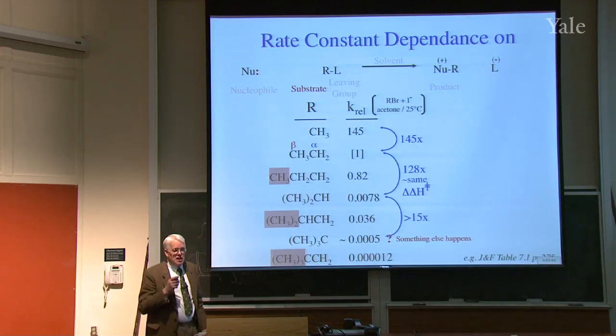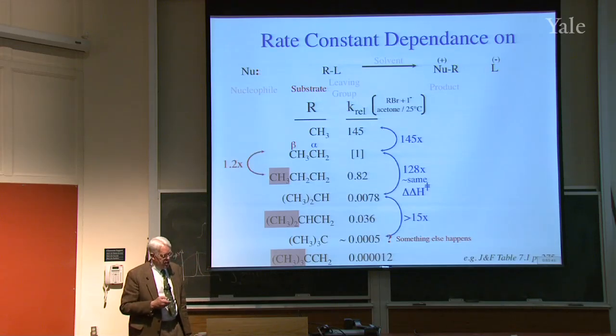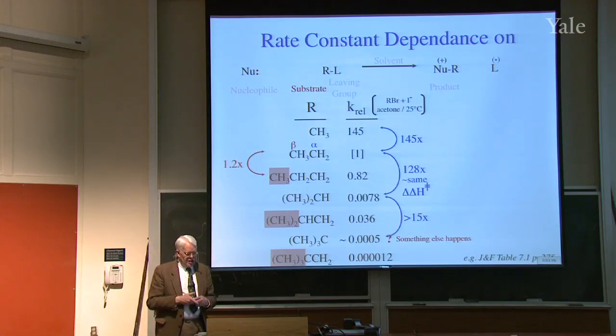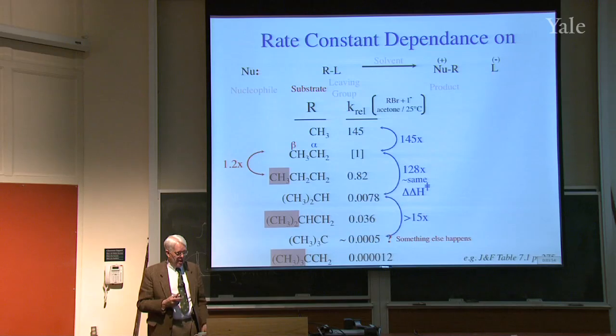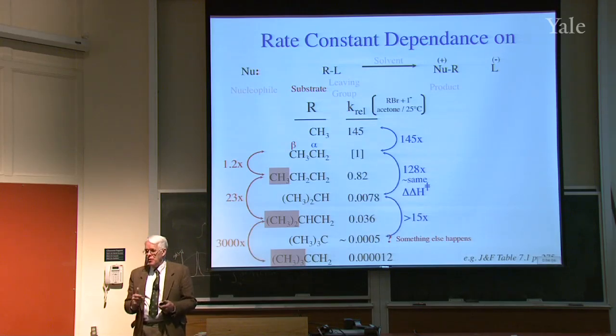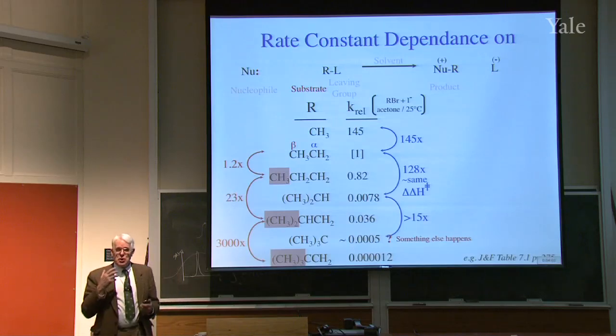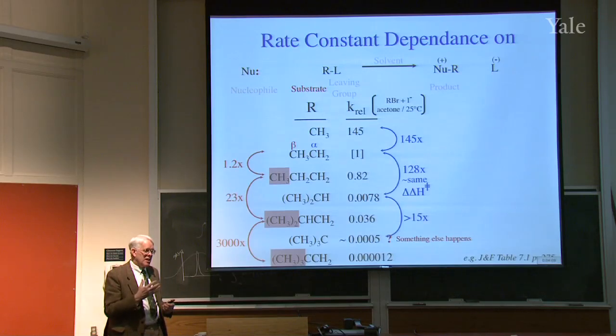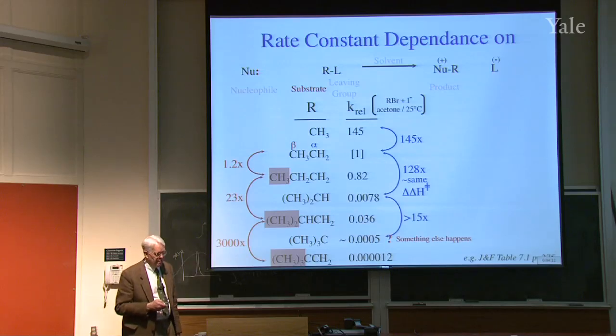Okay, now let's look at the same thing with respect to the beta hydrogen. The first one slows it down almost not at all, from 1 to 0.82, only by a factor of 1.2. The second one slows it down by a factor of 23, but how about the third one? Slows it by 3,000-fold. Why does the third one make so much difference where the first two don't make much difference of adding those methyl groups?